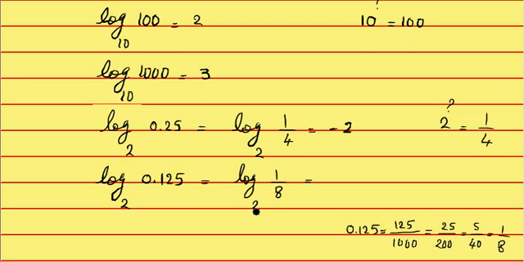Question: 2 should be raised to what exponent to create 1/8 for me? And the answer is obviously -3. You need a negative to make the number go into the denominator, and you need a 3 to create 8.